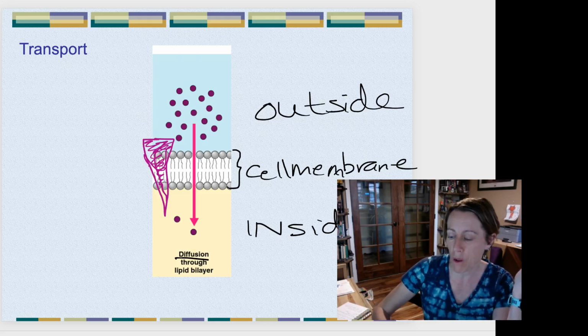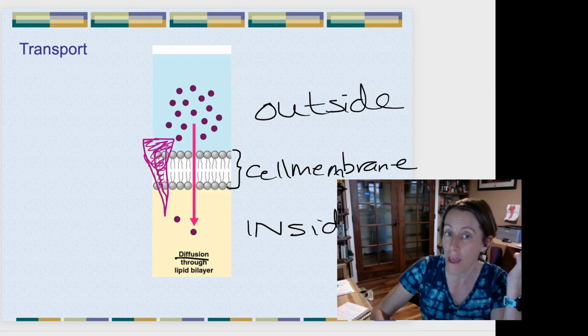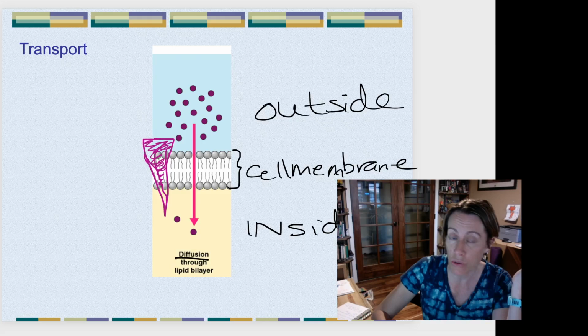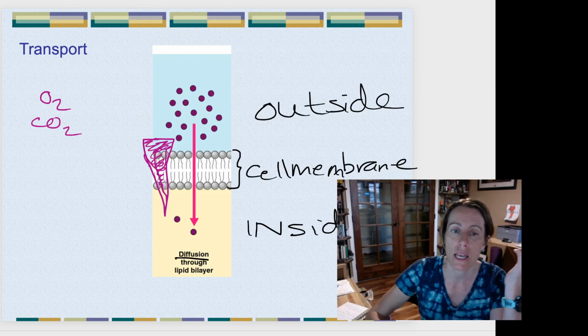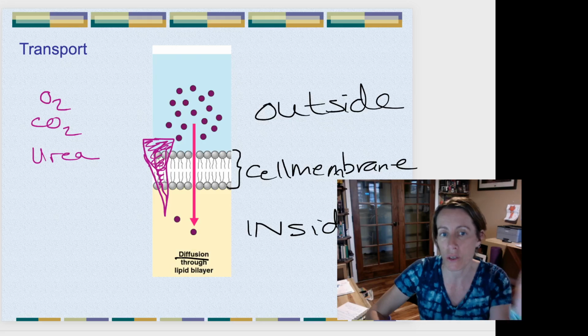So examples of molecules that can move across the cell membrane without help, you should already know this list. It's things that are very small and do not have a charge. So like oxygen, carbon dioxide, urea is one. And water too, sorry, that's a really important one, water.